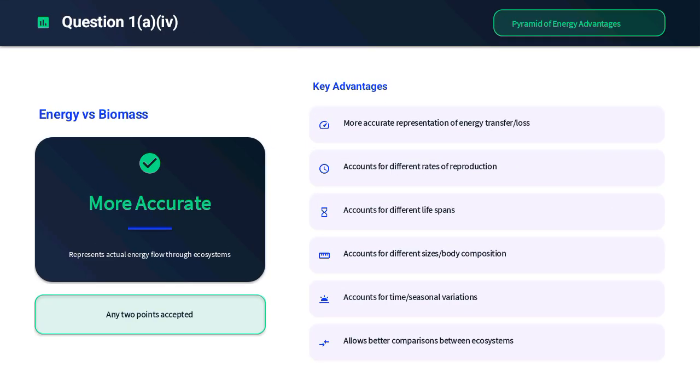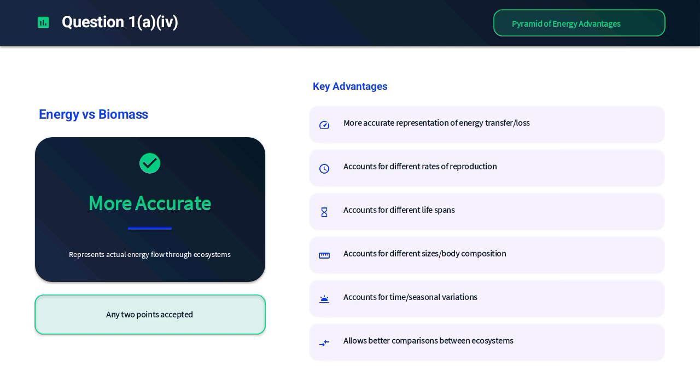Part A, Part 4 asks us to describe the advantages of using a pyramid of energy compared to a pyramid of biomass. A pyramid of energy is actually more accurate for several important reasons. First, it gives a more accurate representation of energy transfer and loss through the ecosystem. Second, it accounts for different rates of reproduction among organisms. Third, it accounts for different lifespans.